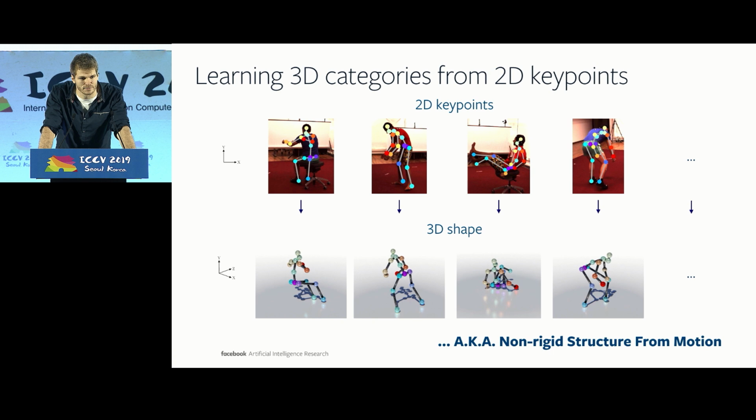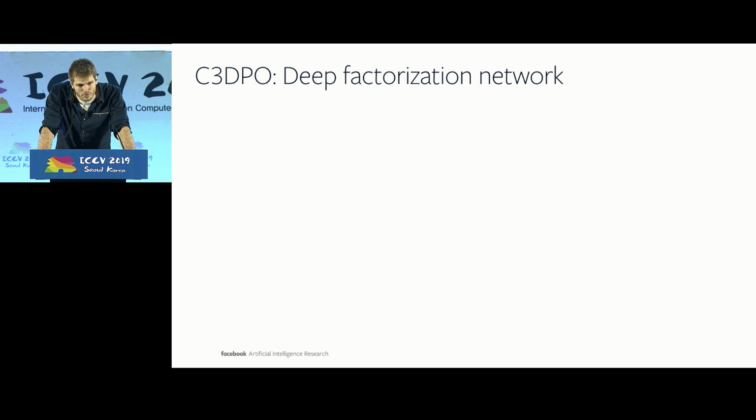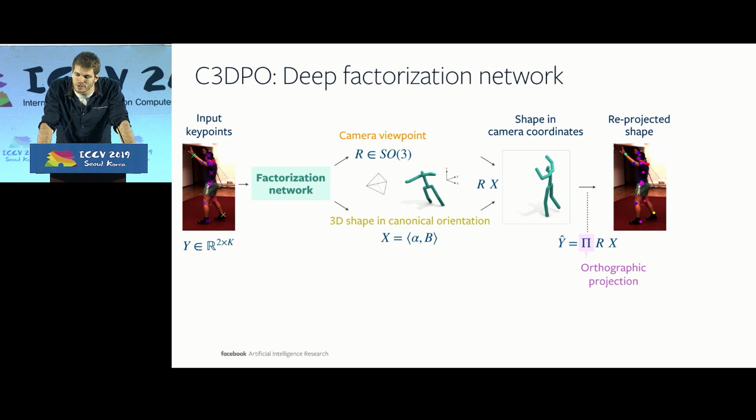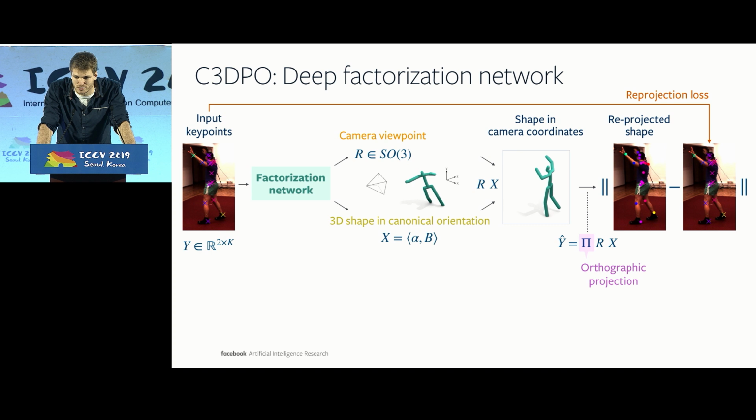And so technically, we contribute with a novel deep network, which is called C3DPO. And that one takes a list of 2D input coordinates and then produces the parametrization of the camera together with the 3D shape in the canonical coordinates. The 3D shape is then projected back into the image. And then what we do is that we optimize the whole system such that the reprojection error is minimized. So we match the input key points to the ones which are projected back into the image.